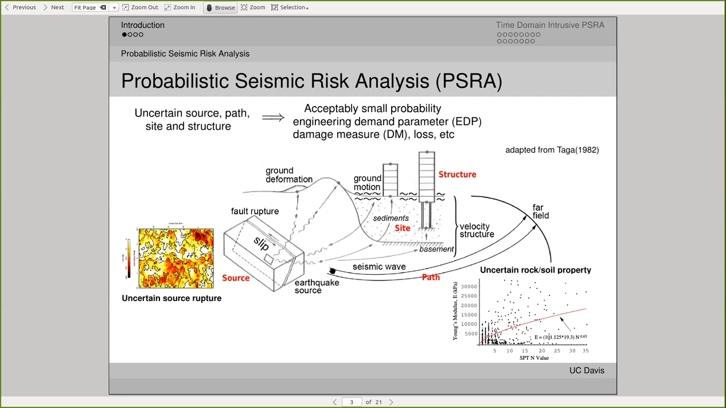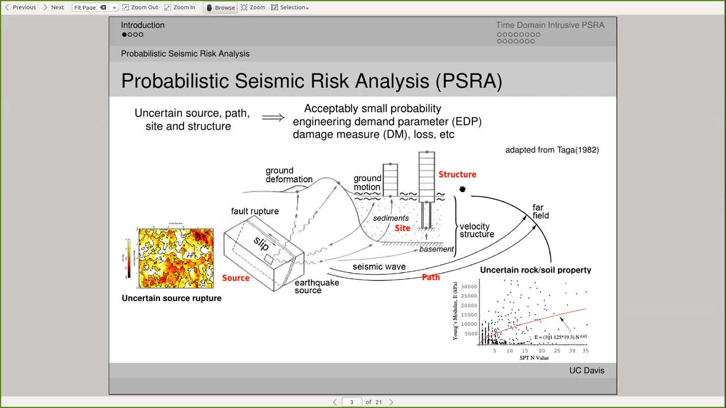And so this is our problem. We have an uncertain seismic source propagating through uncertain paths to the uncertain site and eventually to your uncertain structure system. And we want to design our engineering system or analyze our engineering system to have an acceptably small probability of engineering demand parameter, damage measure, or loss.